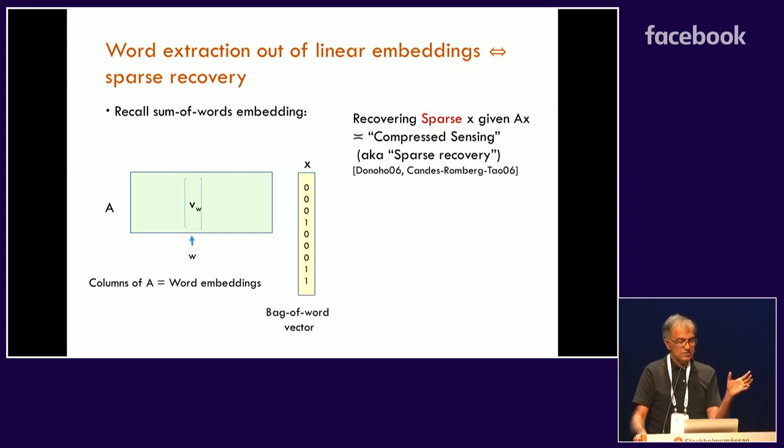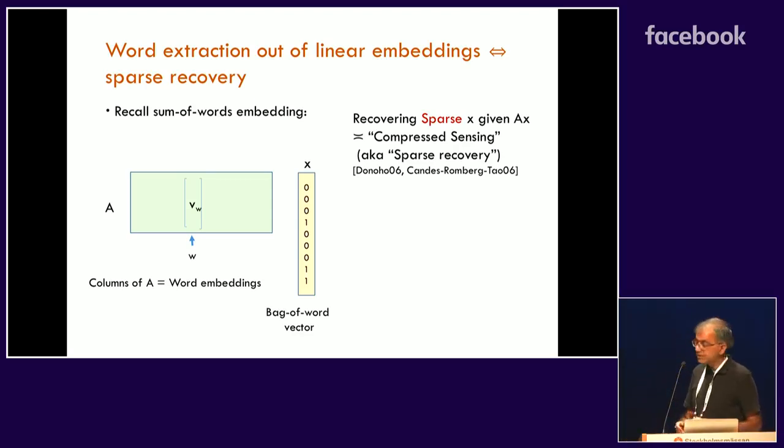Recall the sum of word embeddings. You can do it with the other linear embeddings as well. So the sum of word embeddings, what is that linear algebraically? It's just a matrix-vector product. What's the matrix? The matrix of word embeddings. The number of columns is the number of words in your dictionary, let's say 100,000, and in the column corresponding to word w, you have the word embedding for word w, v_w.